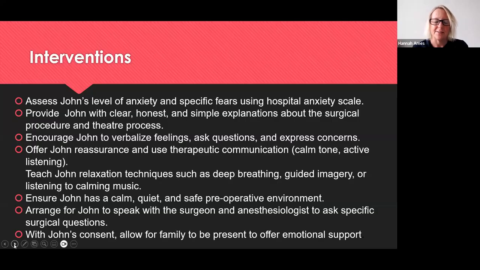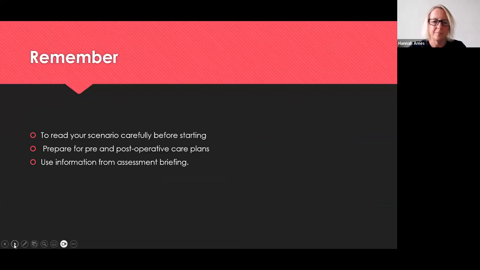I'm going to ensure John has a calm, quiet and safe preoperative environment. I'm going to arrange for John to speak with the surgeon and the anaesthetist to ask specific surgical questions. And with John's consent, I would allow for the family to be present to offer emotional support. Just some specific things there around anxiety. So a good care plan to have for all three pre-op patients as well.